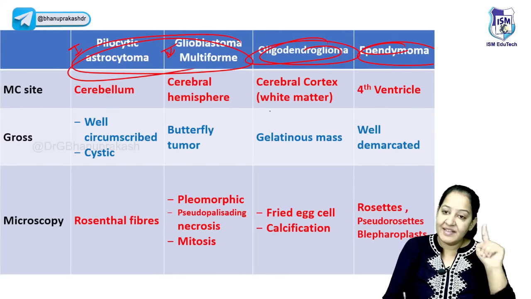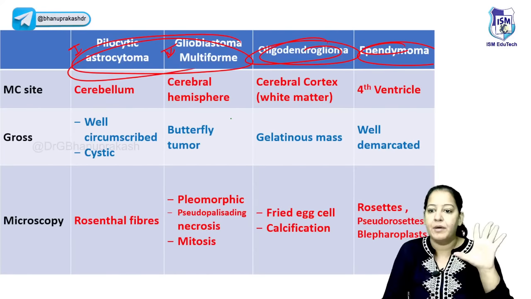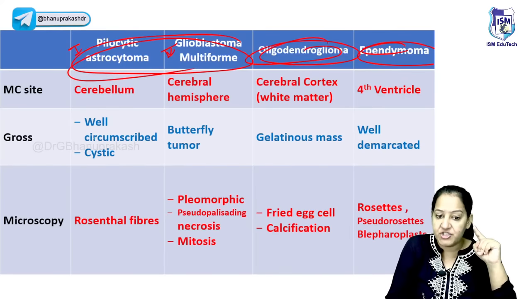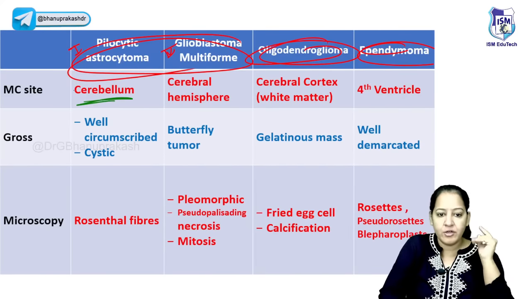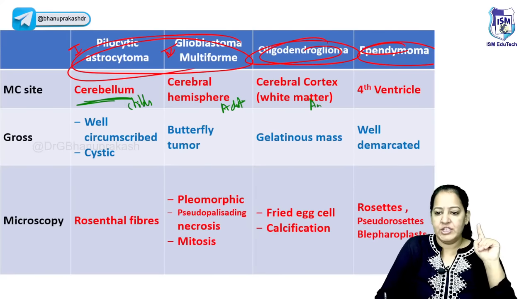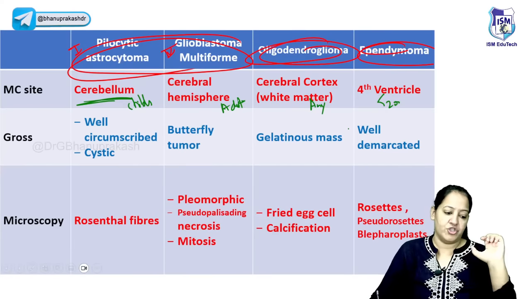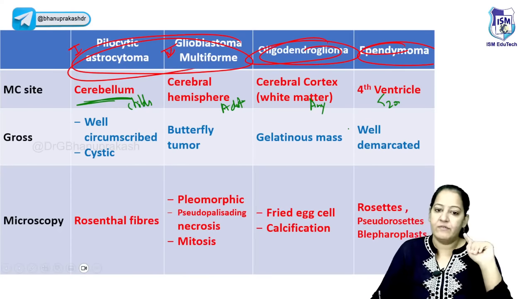Got it? So please say their site in the brain. Where do they occur? Because it will give you a clue in the exam. You will get a question: there is a child having tumor in the cerebellum. Write down this one occurs in children. Write down this one occurs in adults. This one occurs in any age group. And this one occurs in less than 20 years. So age will give you a clue in a big clinical question. Number one. And number two, the site will give you the clue.